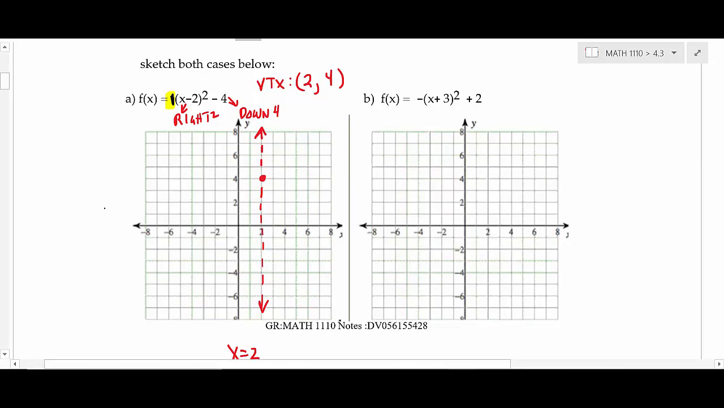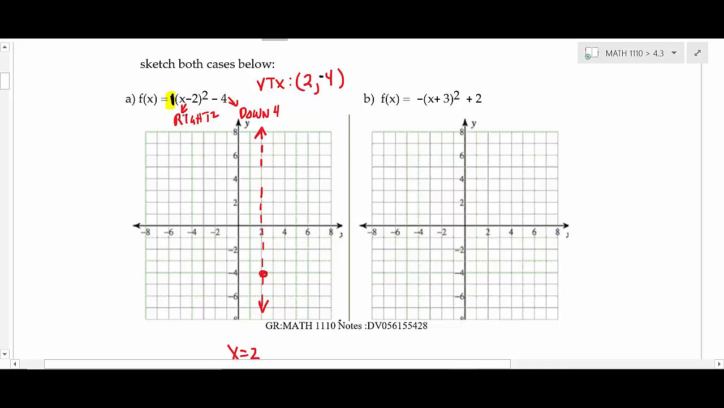Okay, so what did I do wrong? That's a minus 4. Yeah, that's a minus 4. I just caught that. Okay, so that vertex should be there, because again, that's down 4. So you're going right 2, down 4. Sorry about that. That is where your vertex is.